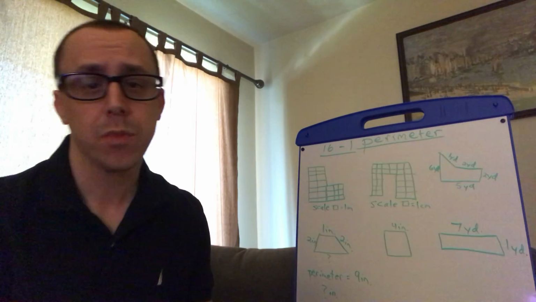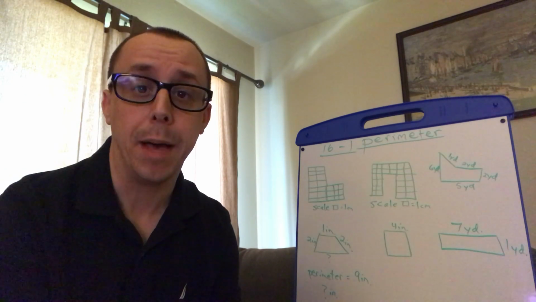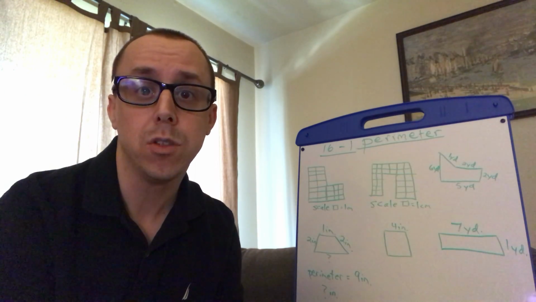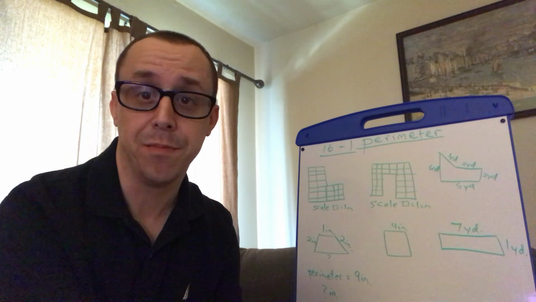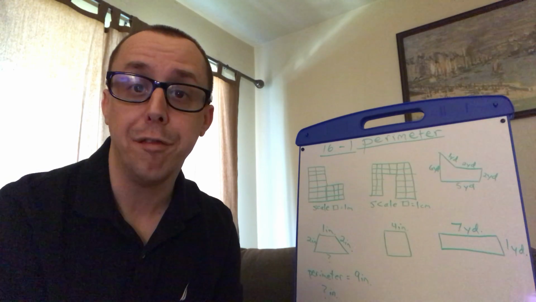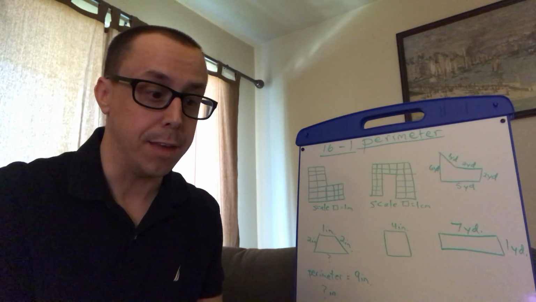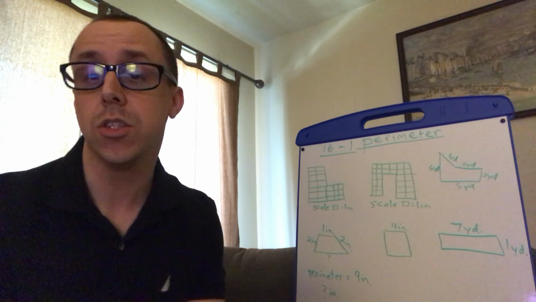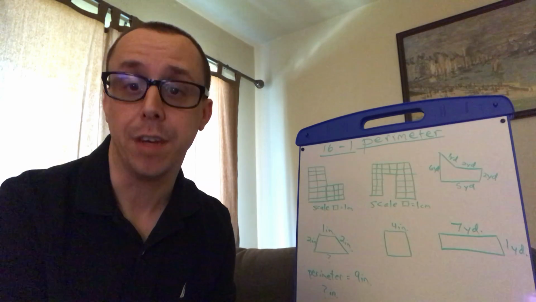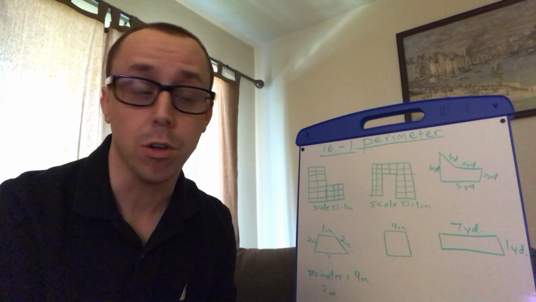Now, perimeter has some real life uses. Think about if you had a backyard and you wanted to put a fence up. You would have to tell the fencing company how many feet or yards of fence you need to go up. So they would come, they'd measure the length of each side of your yard, and they would bring that much fence to put up to have a nice fence in your backyard.